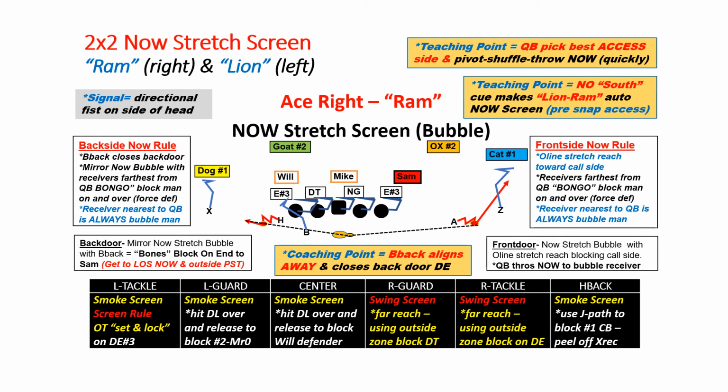Here then would be our stretch screens that we incorporate with this. Ram to the right tells the offensive line they're going to use their Ozzy Pro to the right. Again, key with bubbles, the receiver closest to the quarterback always runs the bubble screen. So in this case, it's the H and the A, and we have mirrored routes. Quarterback is going to look for free access side, can throw it either way, does not have to be locked into the directional call. In this diagram, he called ram to the right, but he's got free access to the right, so we throw it to the A receiver.